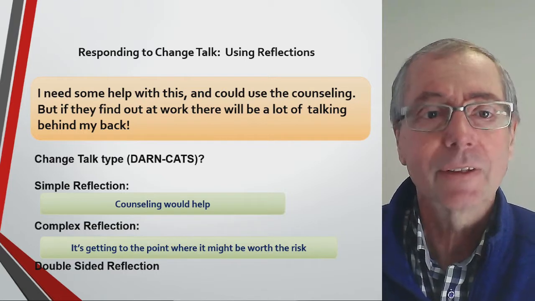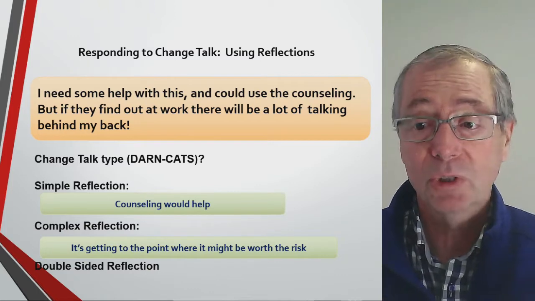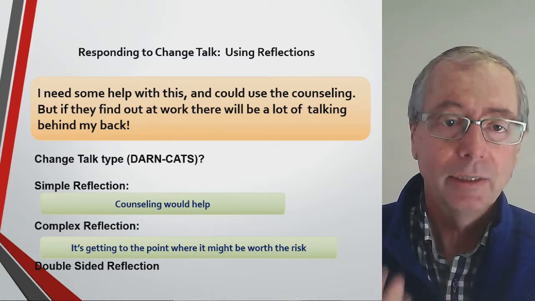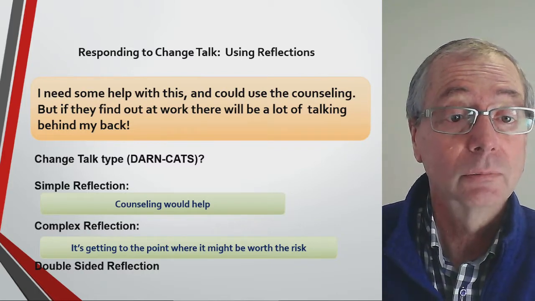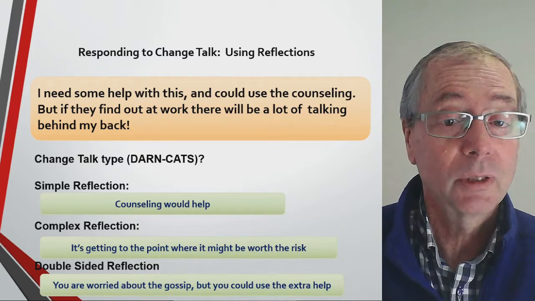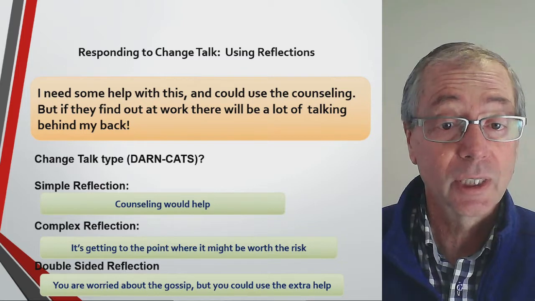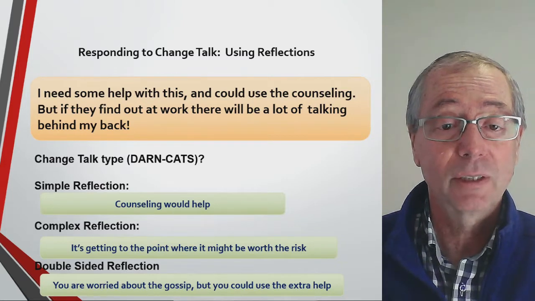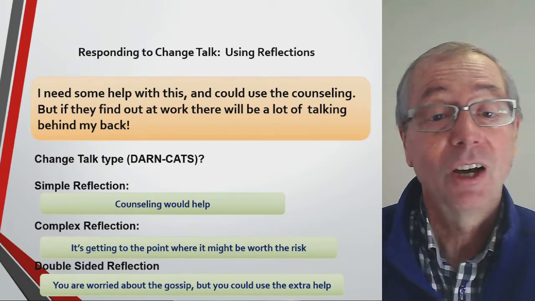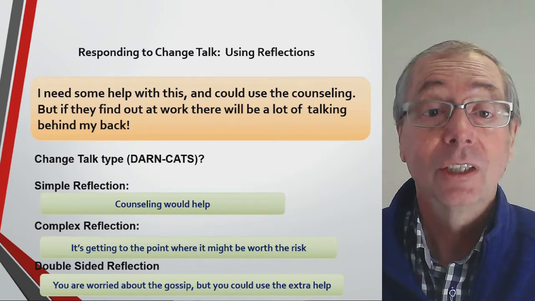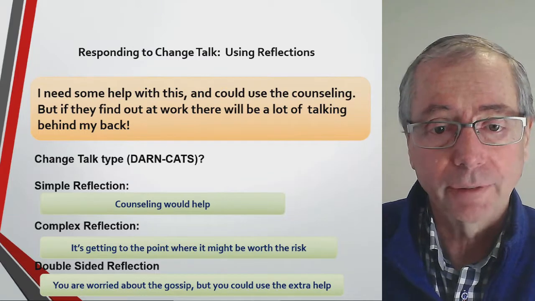I also put in here a double-sided reflection, because this can be useful, because we see both sides of the ambivalence here. I need some help with this, the counseling, but I'm worried about the back talk. So you are worried about the gossip, but you could use the extra help. And so we're doing a double-sided reflection. Oh, I used the word but in there. I told you earlier we don't use the word but. On the one hand, you're worried about the gossip, and on the other hand, you could use some help with this, right? So, okay.